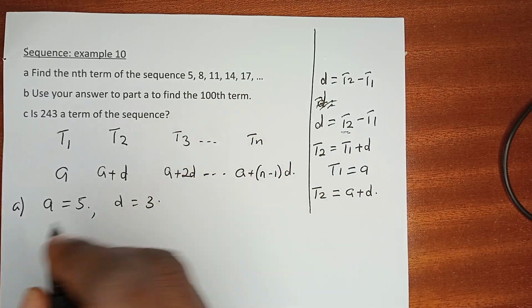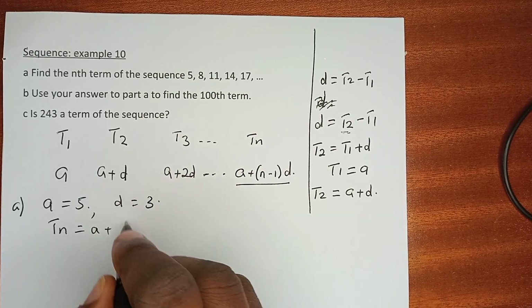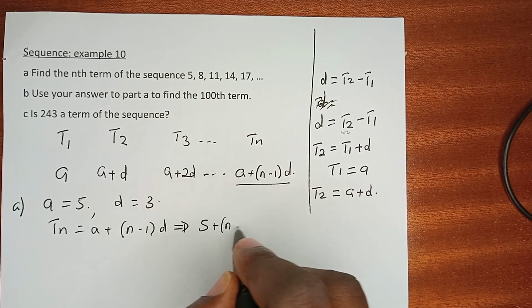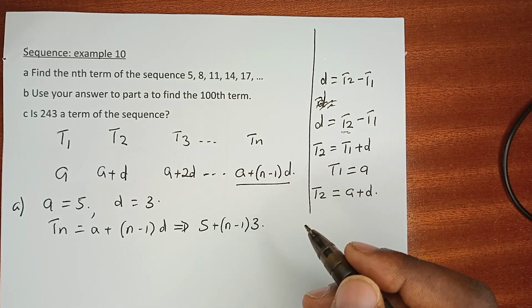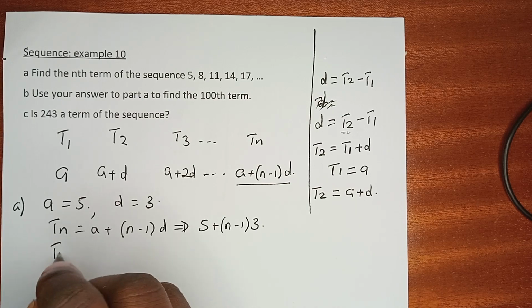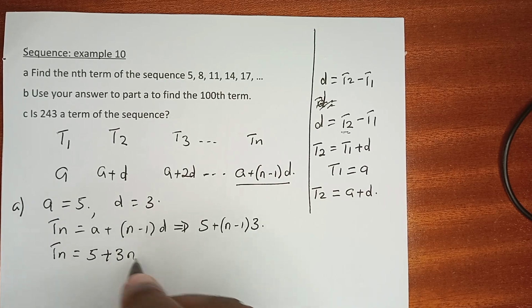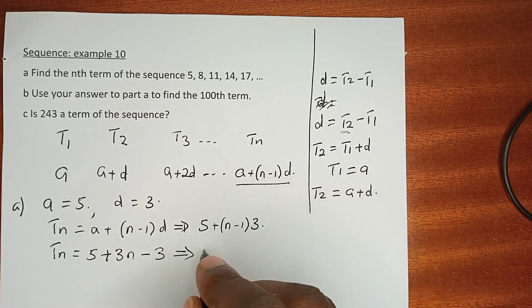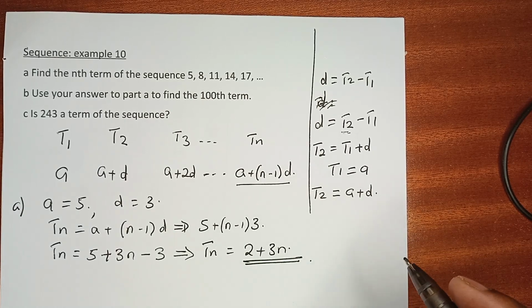So the nth term, term n, is A plus n minus 1 D, which is 5 plus n minus 1 times 3. We don't know the value of n here, it's just a general position. So generally, term n is 5, open this bracket, plus 3n minus 3. If you collect the like terms, 5 minus 3 is 2, and therefore term n is 2 plus 3n. And that is any general term n. That is how we go about it.